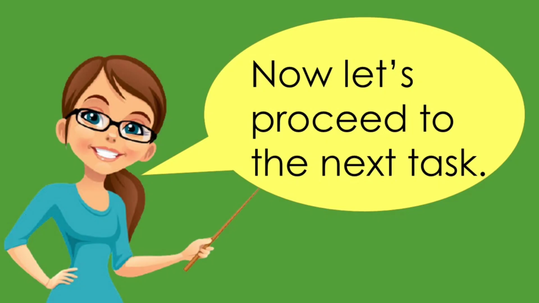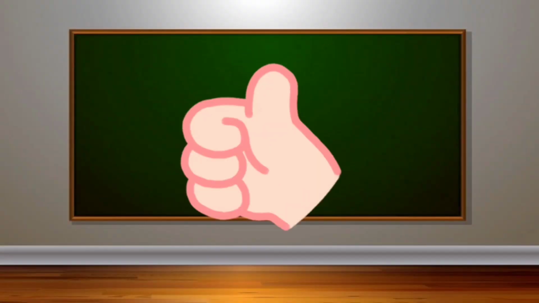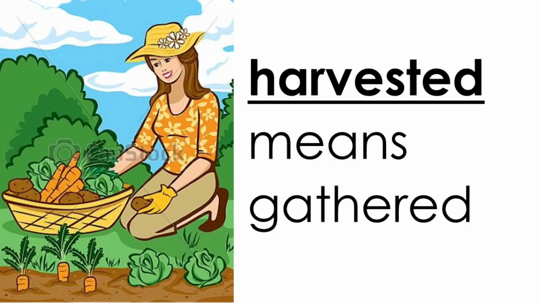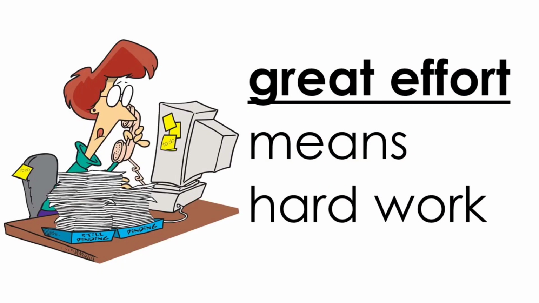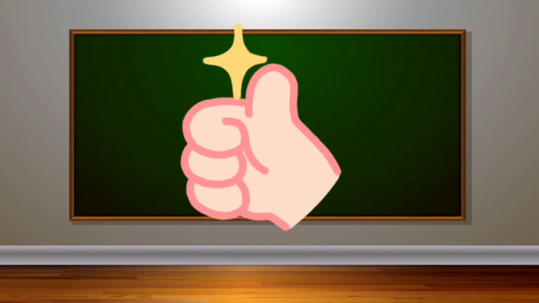Very good! Now, let's proceed to the next task. The corns are harvested from August to October. Harvested means blank. A. Gathered. B. Distributed. Fantastic! Now, let's read together the words or phrases and its meaning. Harvested means gathered. Great effort means hard work. To save for the rainy days means to put aside for hard times. Pitied means felt sorry. Very good, kids!